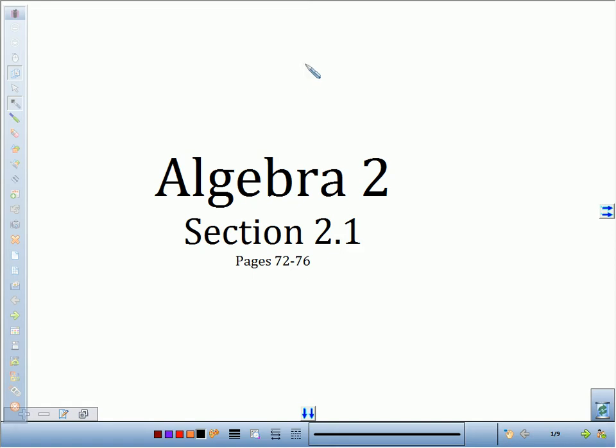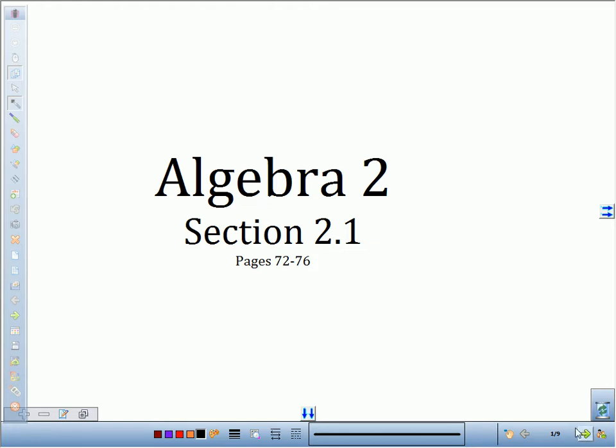Alright, here we are. This is the video for section 2.1. It follows pages 72 through 76 in our book. What we're going to be talking about today are relations and functions.